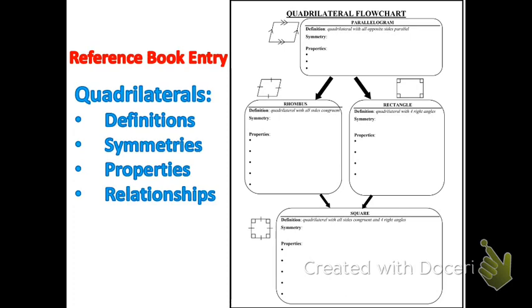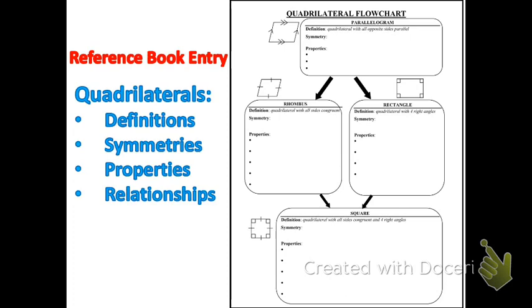Now the way the flowchart works, anything that is below will have the properties of those that are above. For instance, the rhombus is going to be a parallelogram. All rhombi have opposite sides parallel. The rectangle being below the parallelogram means that all rectangles are also parallelograms. Every rectangle will have opposite sides parallel.